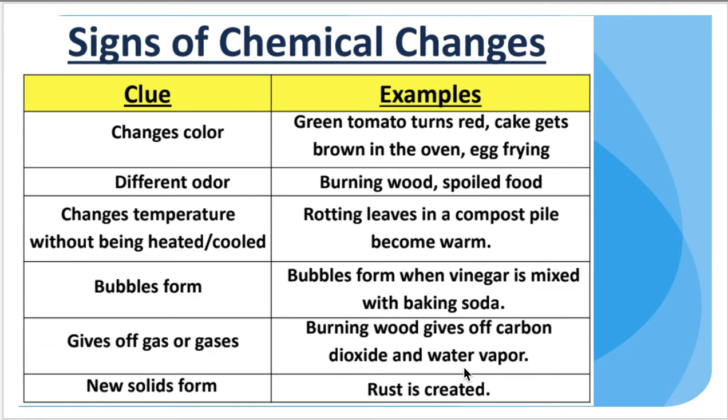Another sign is seeing bubbles, like what we saw at the very beginning of this PowerPoint. When you're mixing vinegar and baking soda and different experiments, those are chemical changes because you are making a new substance. If it gives off gas or gases like burning, and a new solid, this one you see used as an example for chemical changes a lot, is rust. You leave your bicycle outside and it starts to rust, or we have a lot of old wood buildings around here where we had so much farming. You'll see those nails that were put in those buildings are rusted.